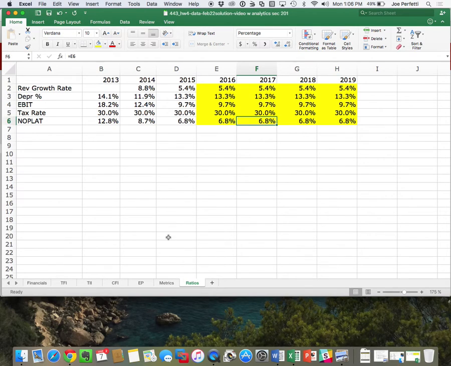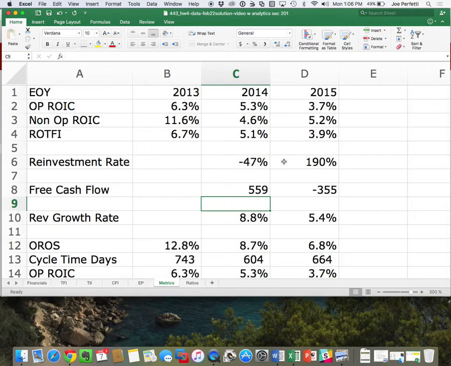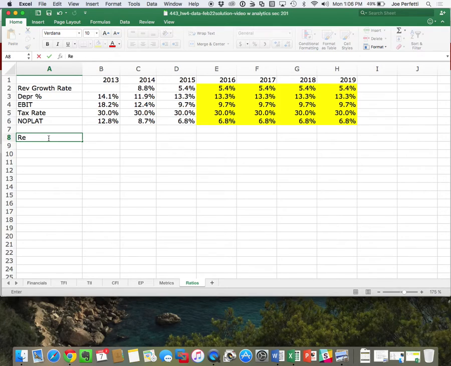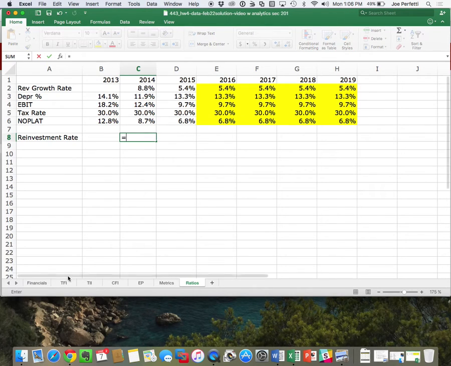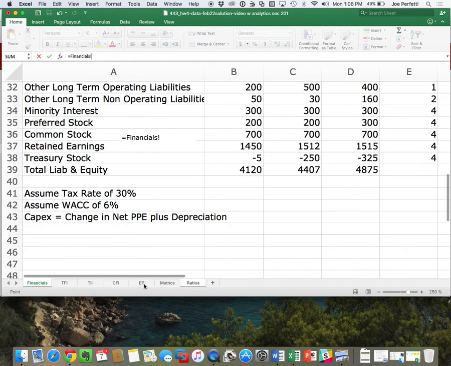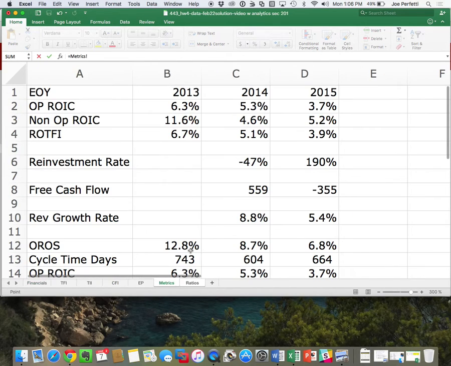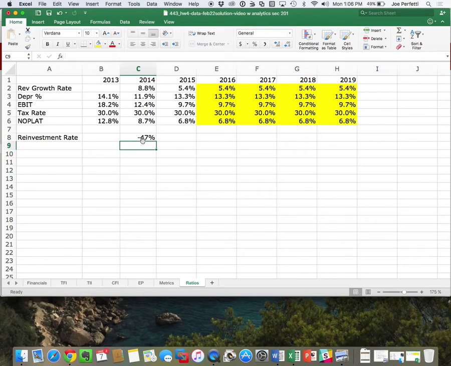We had originally talked about a formula called the reinvestment rate, which is the percentage of capital reinvested. So instead of forecasting capital year by year, we're going to forecast the reinvestment rate, and that will give us the dollars of gross investment to help us calculate the dollars of free cash flow. So what matters here on the ratios is my reinvestment rate, which again is a percentage. And right now, for the last 2 years, off of the metrics, it was going to be negative 40%, 7%, and positive 190%.